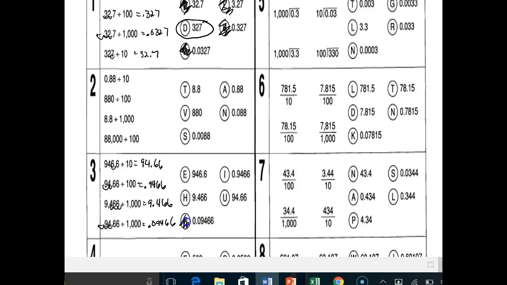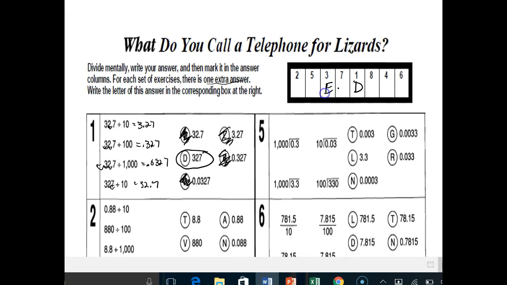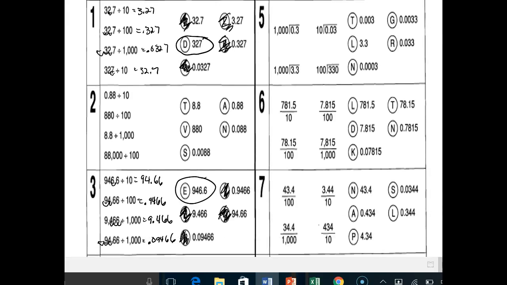All right, so fill in the ones that we've used. We've used this one. We've used this one. We've used 94.66. And we've used 0.9466. So E is the one we have not used. So we go up to 3 and we put E. Let's do number 5 together.